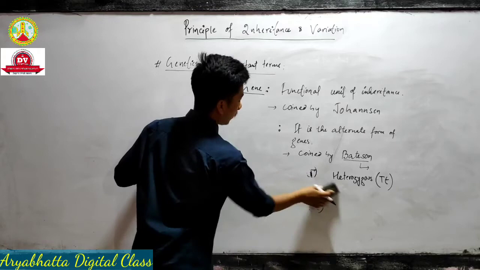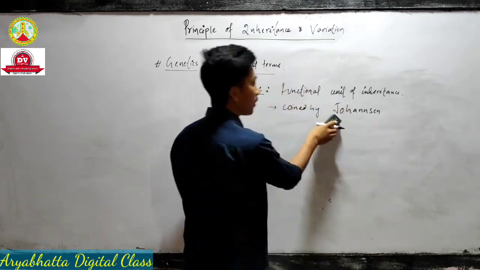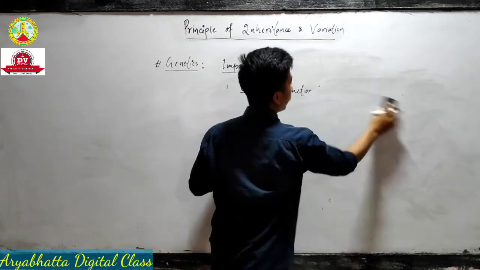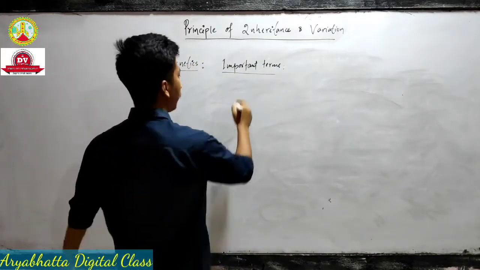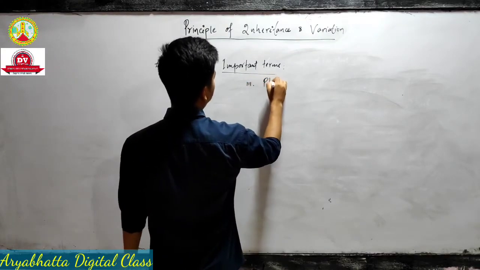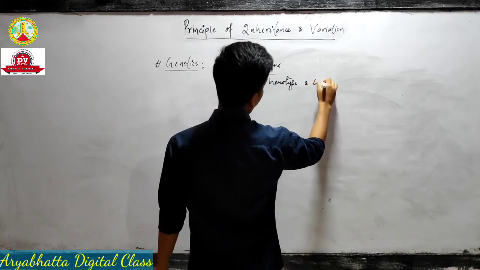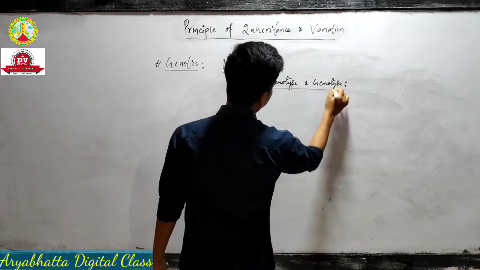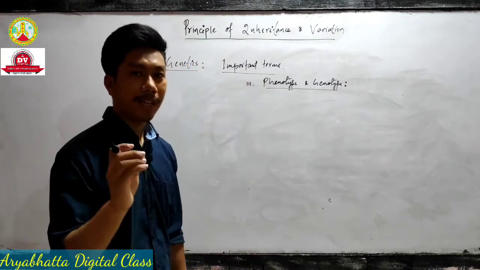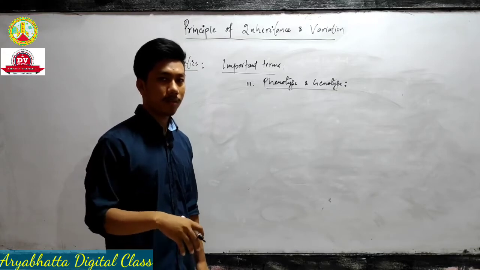So next, after allele, these are the terms that you need to remember. Remember the name of the scientist along with the spelling. Be careful with the spelling. The next important terms we need to know are phenotype and genotype. What is phenotype and genotype? Phenotype means external appearance. Genotype means internal appearance, genetic makeup.